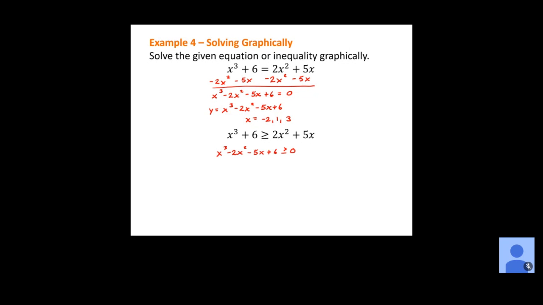Now, once I've moved everything to one side, I'm still going to graph, right? So I'm still going to graph that same function that we just looked at, but this time I'm thinking about where this thing is greater than or equal to 0. So where would I be looking on my graph to find where this is greater than or equal to 0?